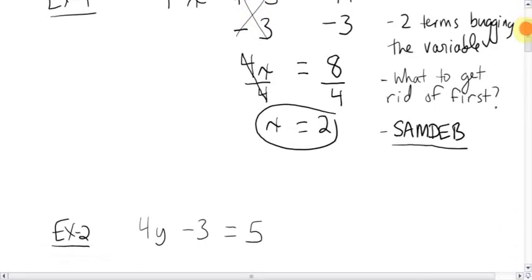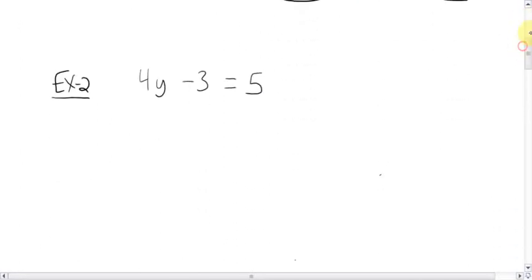Okay. Let's take a look at this one. No big deal. Who can we get rid of first? This y is being bugged by this 4 and this minus 3. Who should we get rid of first? The adding, subtracting thing. In this case, it's subtracting.